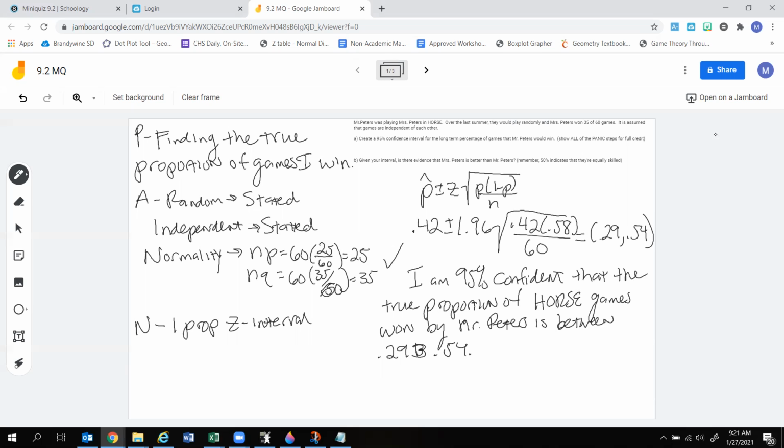Okay, but what we're going to say is that since the entire interval is not below 50%, the entire interval being below 50% would indicate that she is better than me, that there is no way that I win at least half or more of the games. So since the entire interval is below, oh my God, is not below. Good job by me.